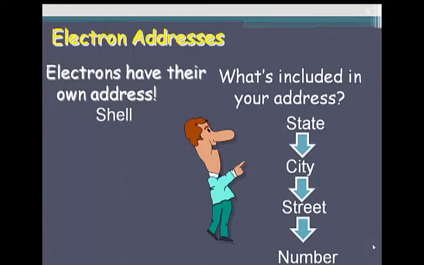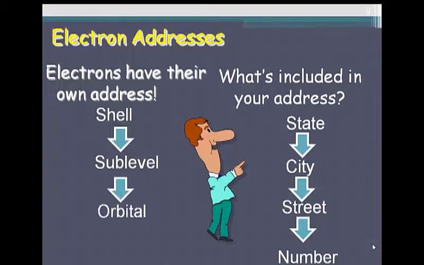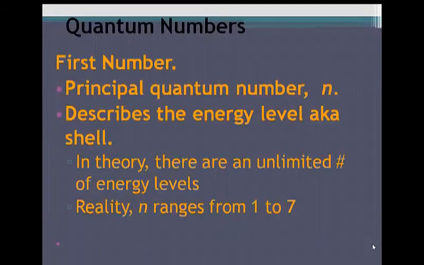But in this case, the primary or the most general address is the shell that they exist in, or their energy level. From the shell, we can also further divide that into sublevels. Sublevels can be further divided into orbitals, and orbitals into the spin. This describes the four quantum numbers for every electron. So let's take a look at those quantum numbers.